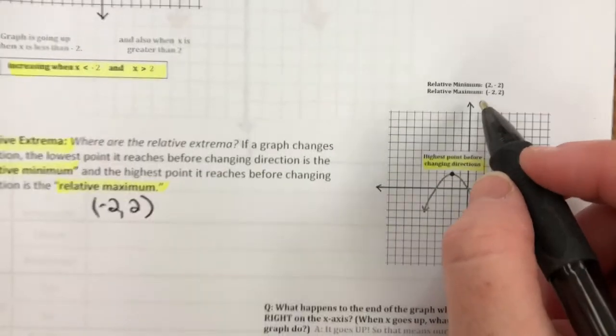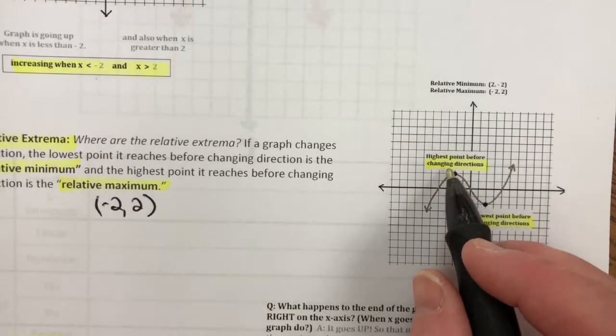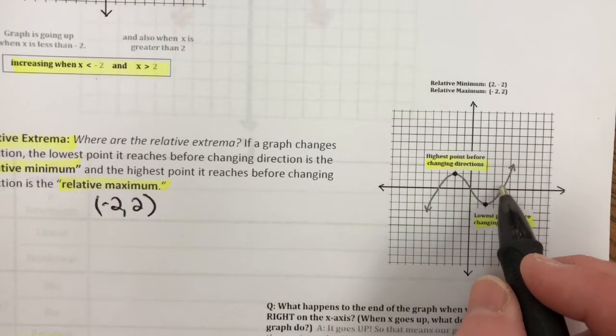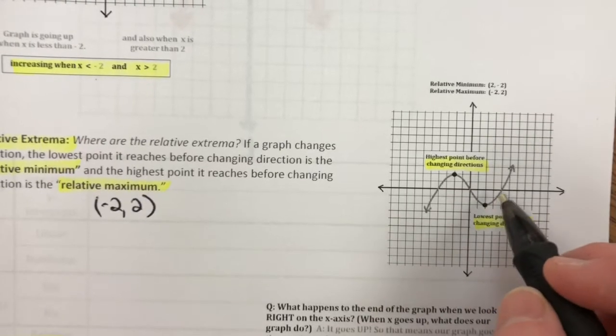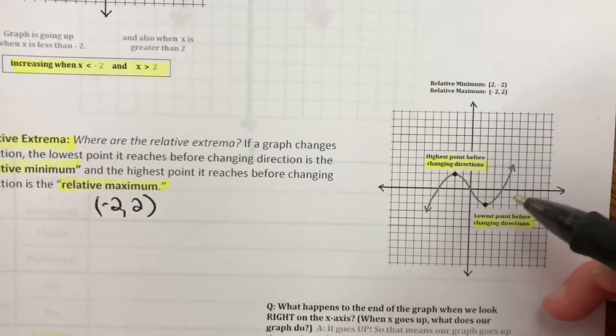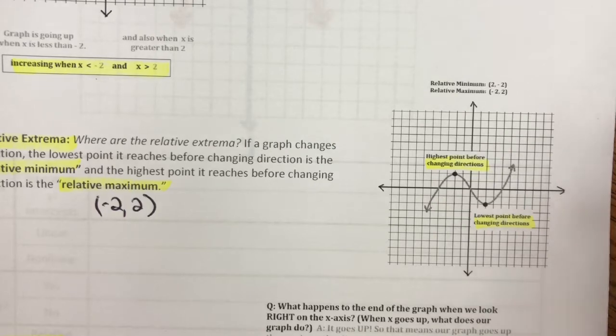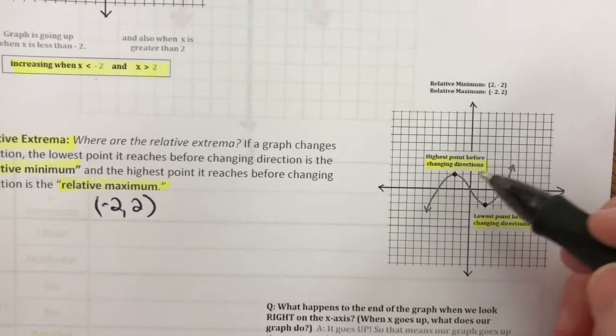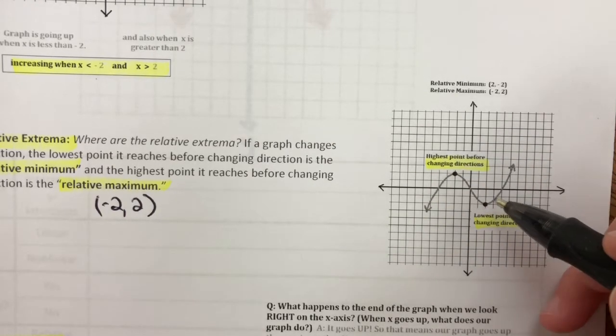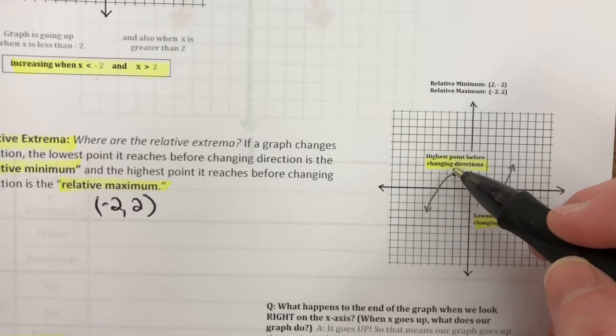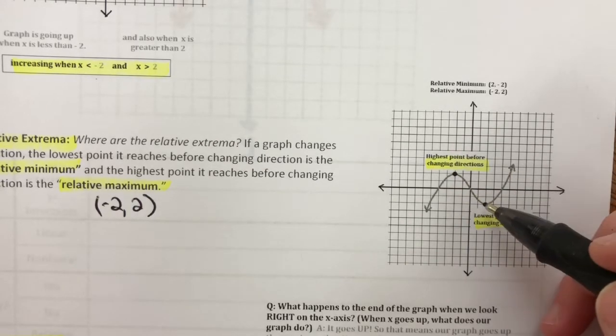And it says it up here above the graph too. And then here, I'm going down, down, down, down, down. I change direction and I go back up. It does not matter how high my graph goes. It can go up forever, right? There's no maximum because it's infinite, it just keeps going. But when I change direction, there was a maximum point. When I change direction here, there was a minimum point.